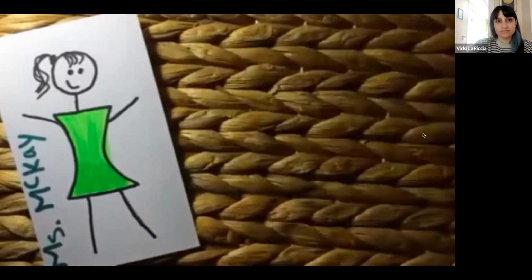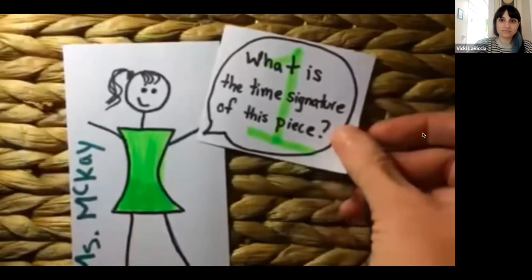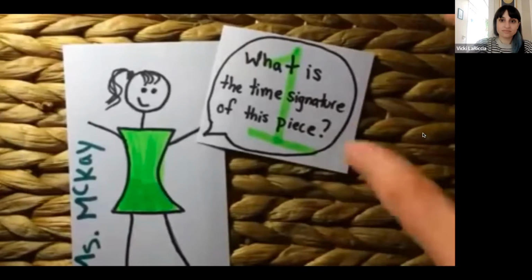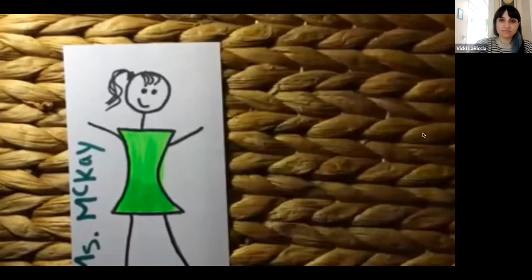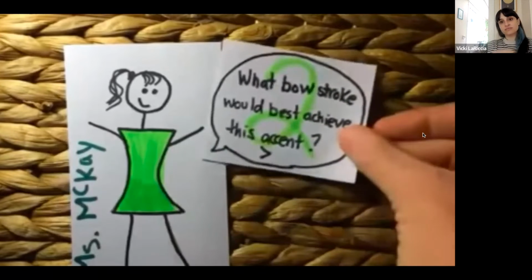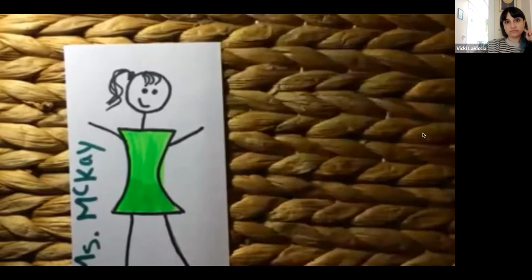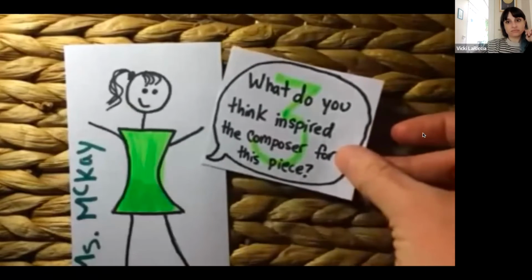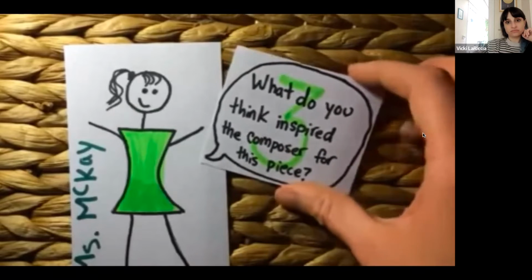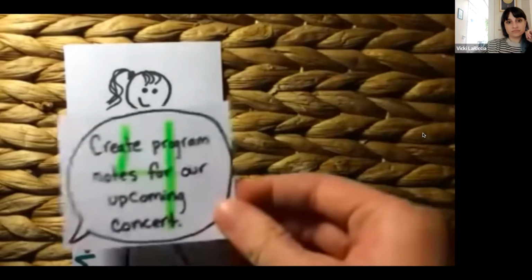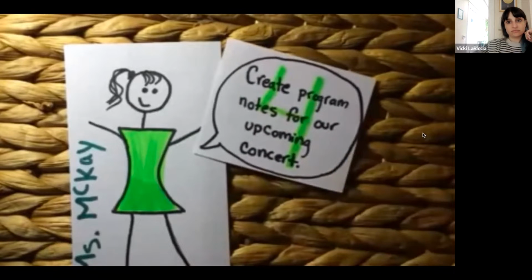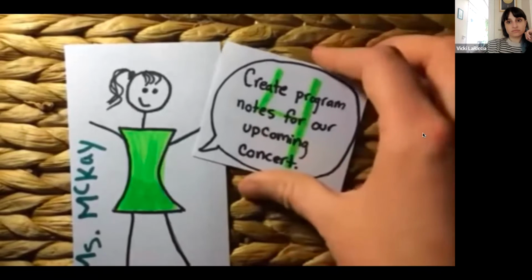Ways I like to do this in my classroom are to give my students options on their questions. These are the depth of knowledge questions. So I'll ask my student, what is the time signature of this piece? This is a level 1. If I want them to think a little bit more, I'll give them a level 2. What bow stroke would be best to achieve this accent? I can ask them something a little deeper, like what do you think inspired the composer for this piece? Or if I want them to really look into the music, I'll ask them to create program notes for our upcoming concert. This is like a research paper for our students.